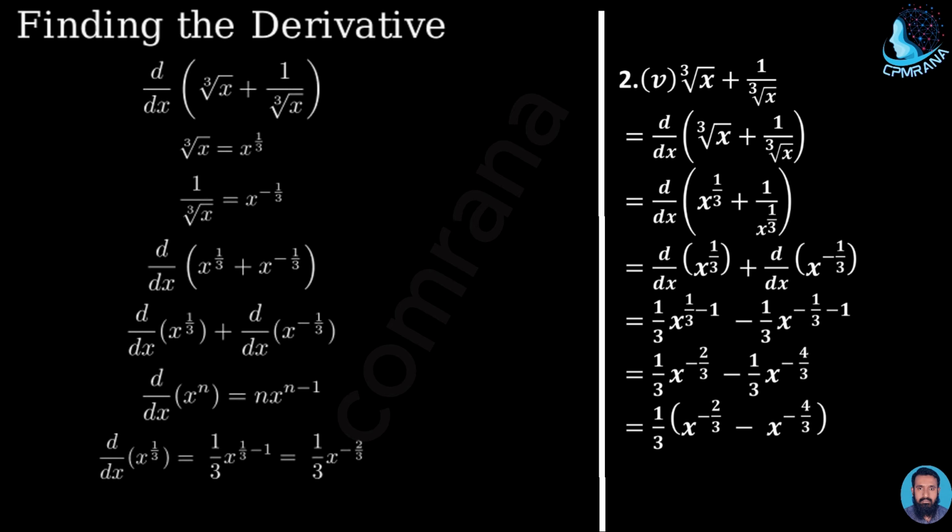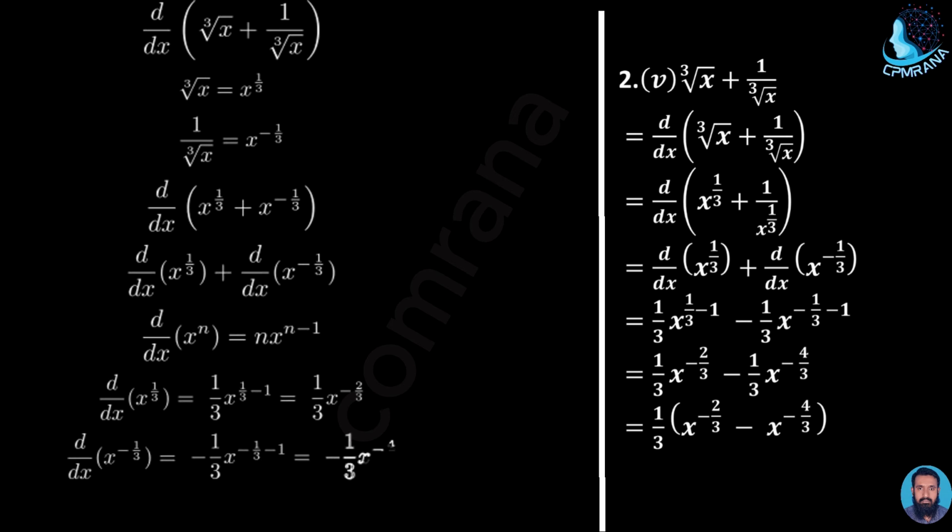Using the power rule, we multiply by 1/3 and subtract 1 from the exponent. This gives us 1/3 times x to the negative 2/3 power. For the second term, we have x to the negative 1/3 power. Using the power rule, we multiply by negative 1/3 and subtract 1 from the exponent. This gives us negative 1/3 times x to the negative 4/3 power.